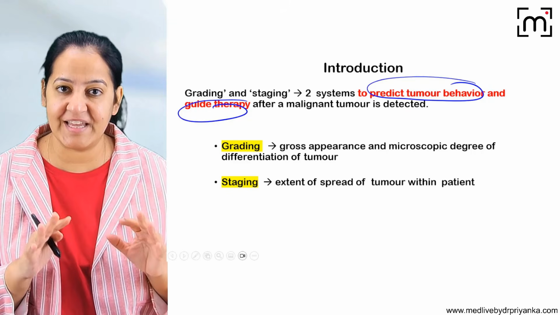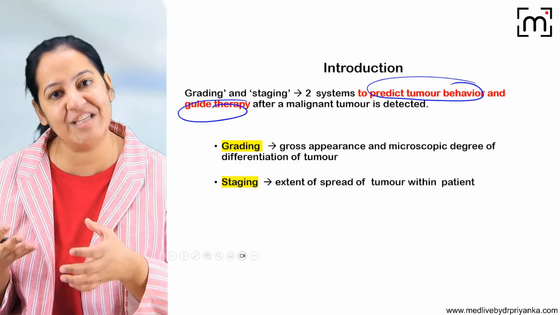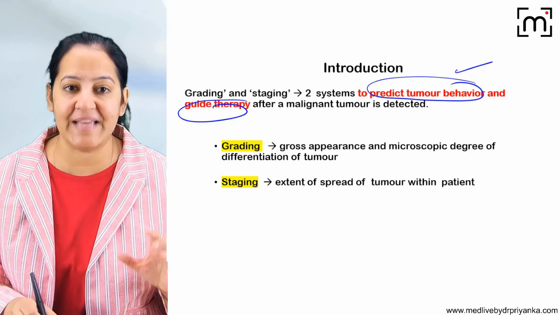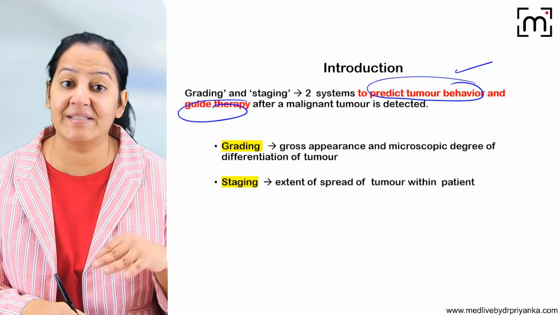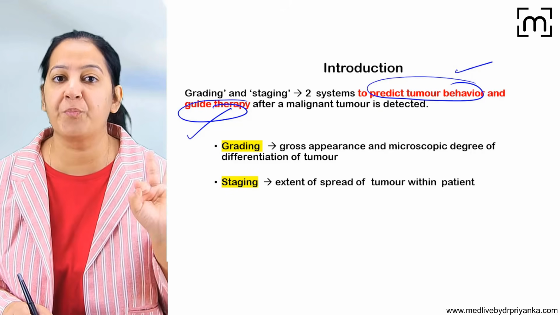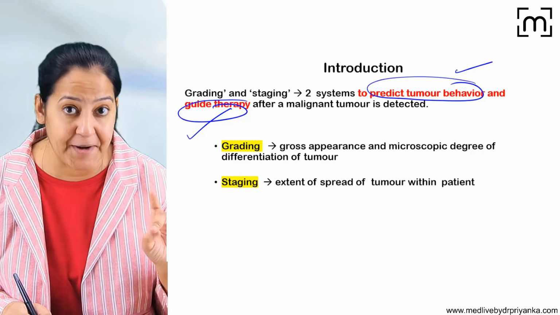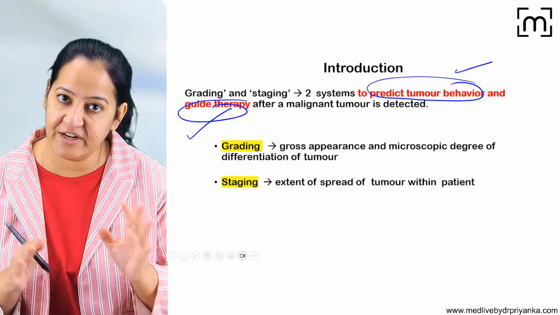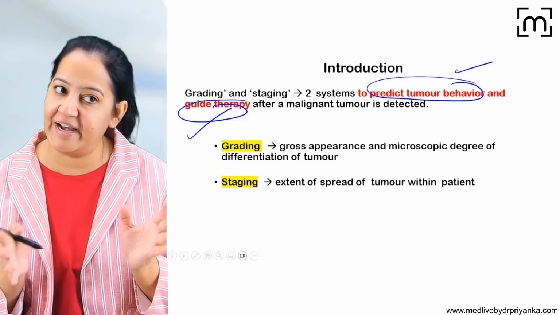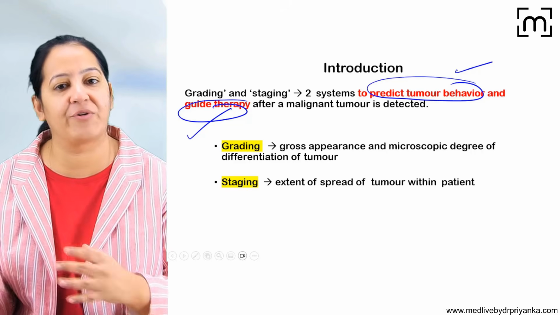So grade 1 and stage 1 tumors have favorable prognosis, good prognosis, and grade 4 and stage 4 cancer have poor prognosis. So they are required to predict the prognosis, and stage wise and grade wise the treatment can be different. So they are required for two purposes. Number 1, to predict the prognosis of the tumor or cancer, and number 2, to guide the therapy, because different stages and different grades can have different treatment therapy options available for them. And grade 1 and stage 1 always have better prognosis, good prognosis, as compared to grade 4 or stage 4.